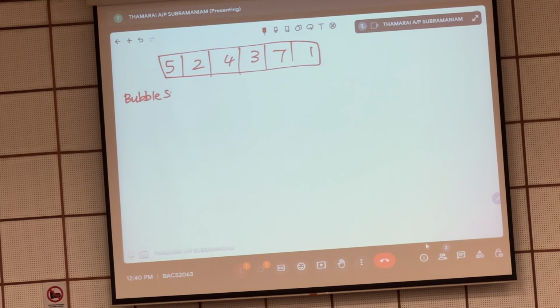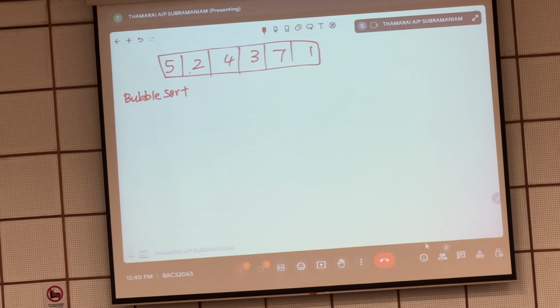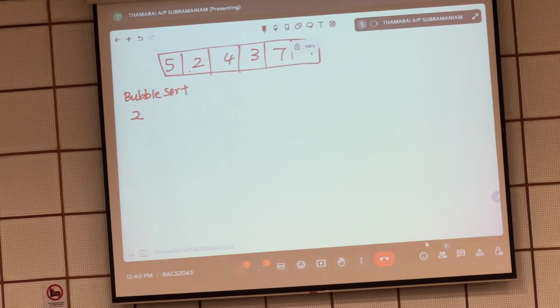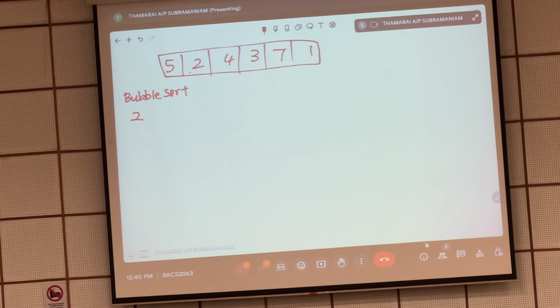Let's do bubble sort. So I check adjacent values and see they are in correct ascending order. So it looks like, okay, 2 and 5 is in the wrong order. So I move my 2. Okay, now I will have 5 here, 4 here. This is adjacent. Okay, I check 5 and 4. Okay, remember I have to bubble the largest value to the end.